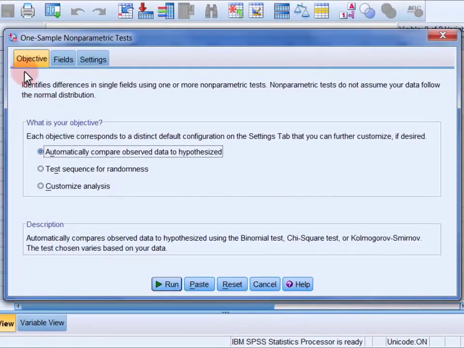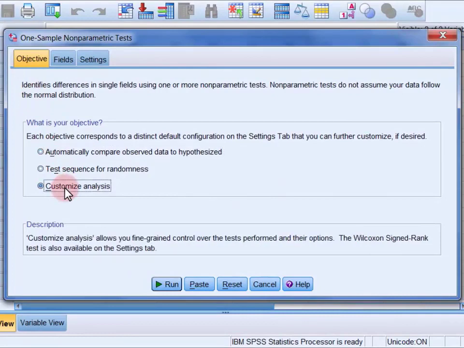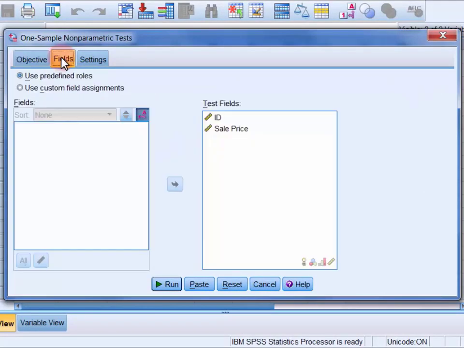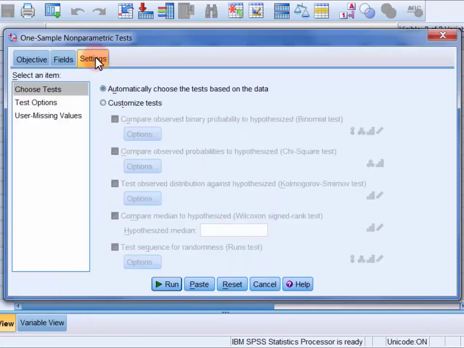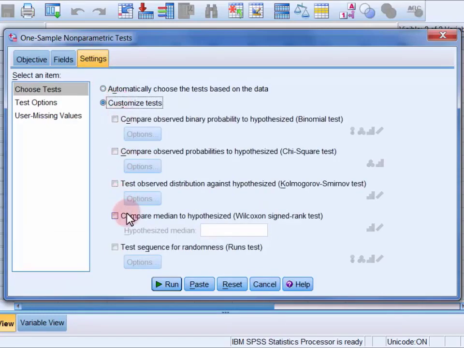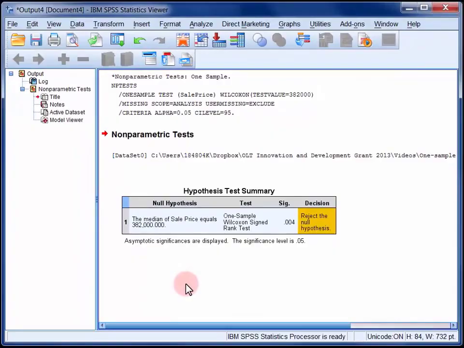In the Objective tab, select Customize Analysis, and then in the Fields tab, select Use Custom Field Assignments and move the variable of interest, which in this case is sale price, into the Test Fields list. Then in the Settings tab, select Customize Tests and select Compare Median to Hypothesized, and here you'll need to enter the value that you're comparing your sample median with, and in our case this is 382,000. At this point you can click the Run button and your output will appear in the viewer.